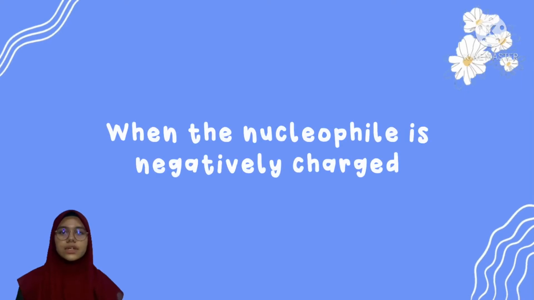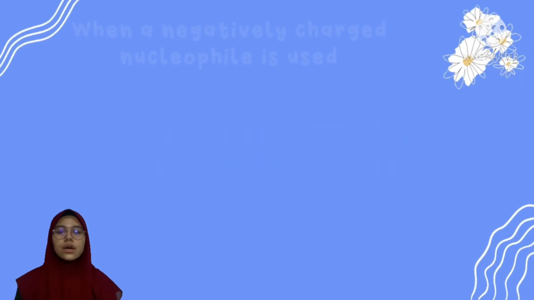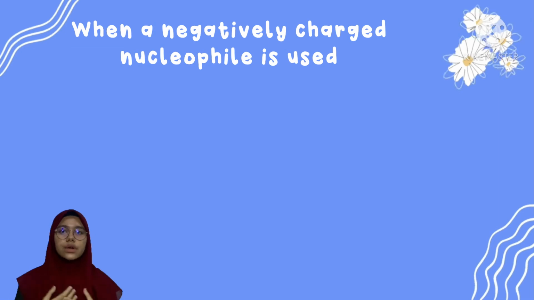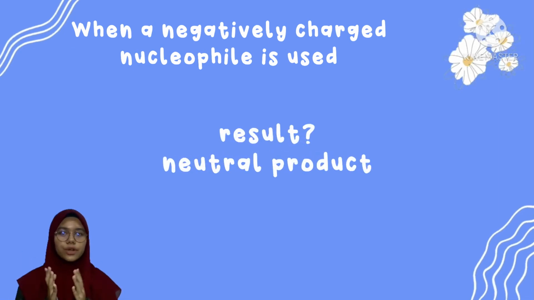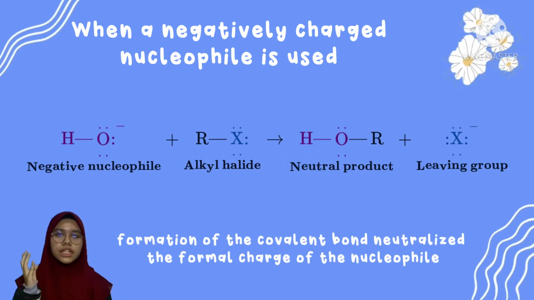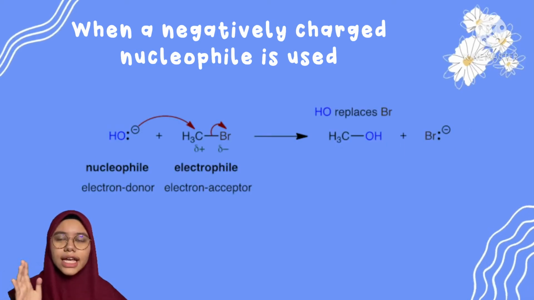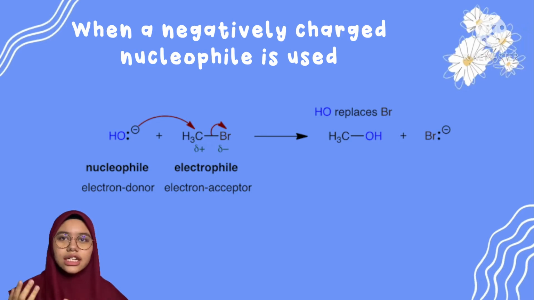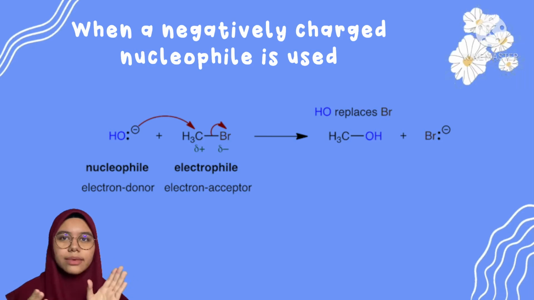Now, let us look at two examples. The first example is when the nucleophile is negatively charged. When a nucleophile is negatively charged, it will result in a neutral product. This is because the formation of the covalent bond between the negatively charged nucleophile and the substrate neutralizes the formal negative charge of the nucleophile. The next example is when a hydroxide attacks a bromomethane. So this is a backside attack, and when the reaction happens, the OH will replace the Br, and we will get a product which is methanol and a leaving group which is a bromide ion.